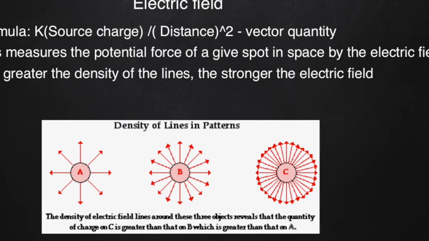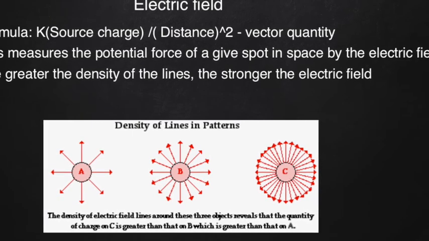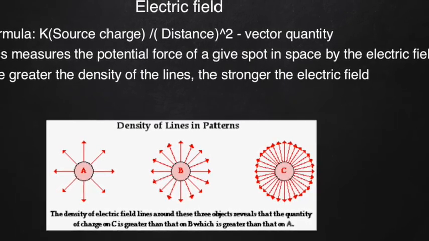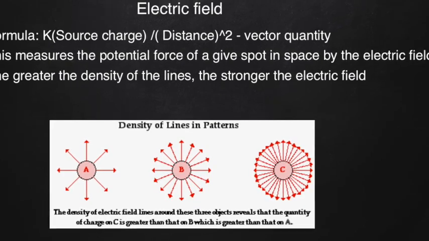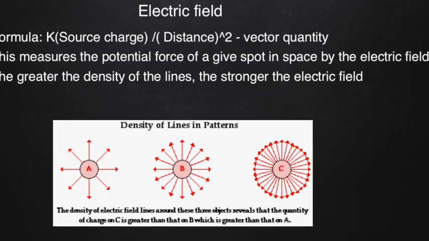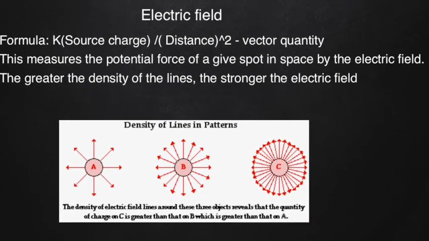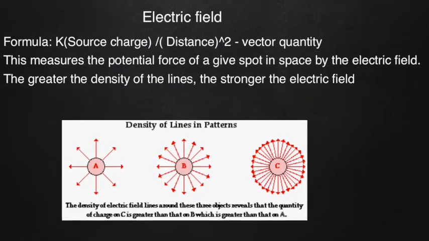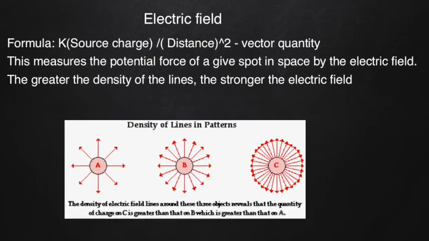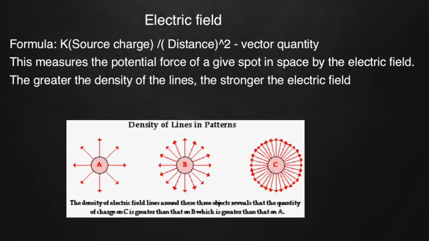Electric field. The formula for electric field is Coulomb's constant times charge over distance squared. This is a vector quantity. This measures the potential force at a given spot in space by the electric field. The greater the density of the lines, the stronger the electric field, as shown in the example below.